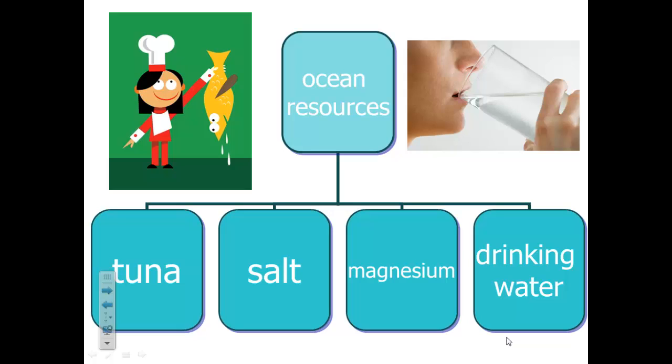The ocean is also a source of many useful products. Tuna is one of those many foods that come from the ocean.